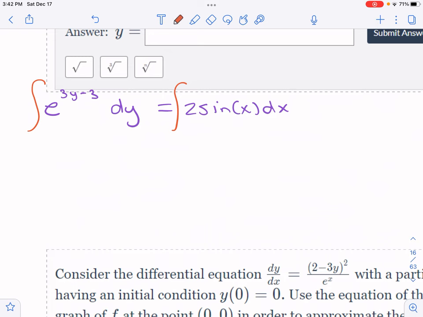So the antiderivative of e to the 3y minus 3, well, e is its own derivative, so I'll copy that down. Now, if you take the derivative of what I just wrote down, it would be itself times a 3 because of the chain rule, but I don't see a 3, so there must be a 1/3 there. On the right side, the antiderivative of 2 sine of x is 2 times the antiderivative of sine of x, which is negative cosine. So -2 cosine of x, and we put the plus c here.